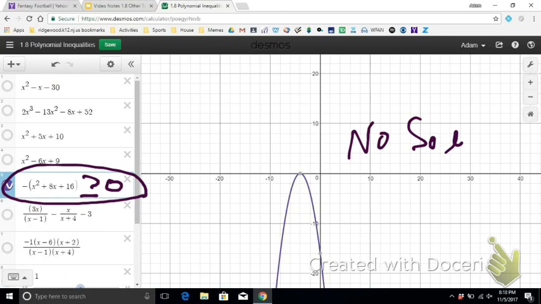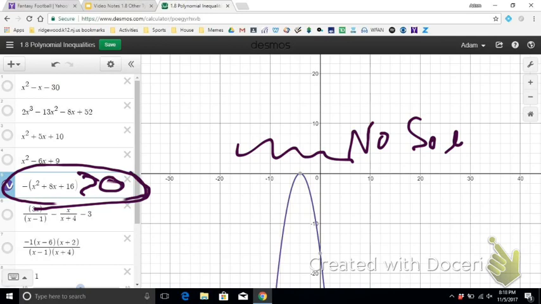But if I made it strictly greater than, sorry, just greater than, not greater than or equal to, if it was this right here, there'd be no solution because it's never greater than 0. It's always less than or equal to 0.